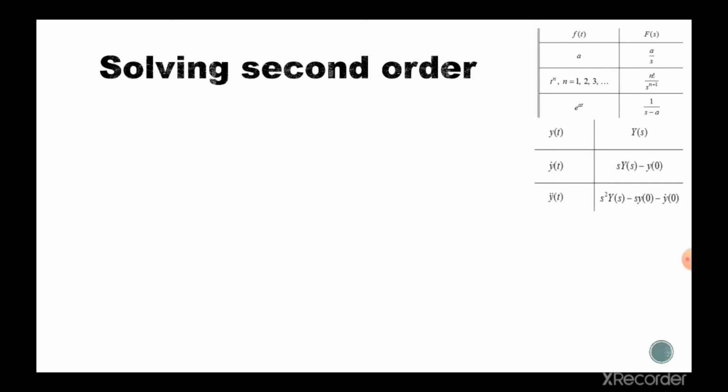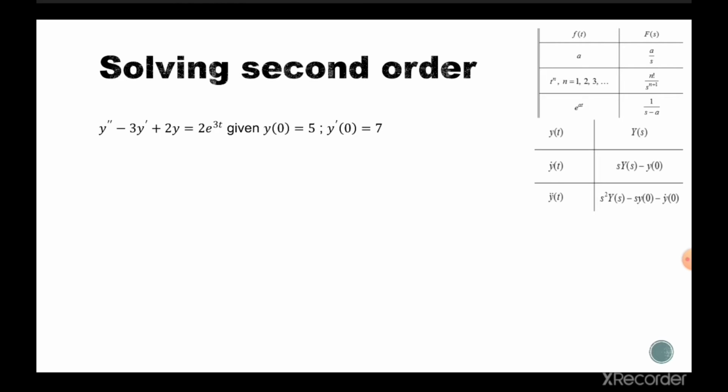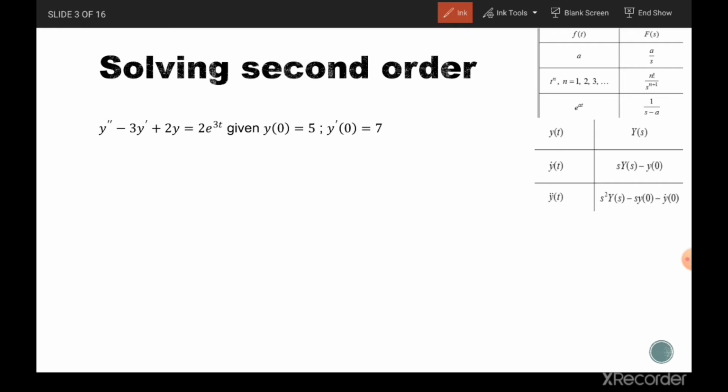Okay, so this is the example I will show you. This is the equation. From this equation, you can see we have initial values y(0) equal to 5 and y prime (0) equal to 7. Then first we transform by referring to the table, which I have also put in here. This is for y double prime. So just write it by referring to the table. I write it here.